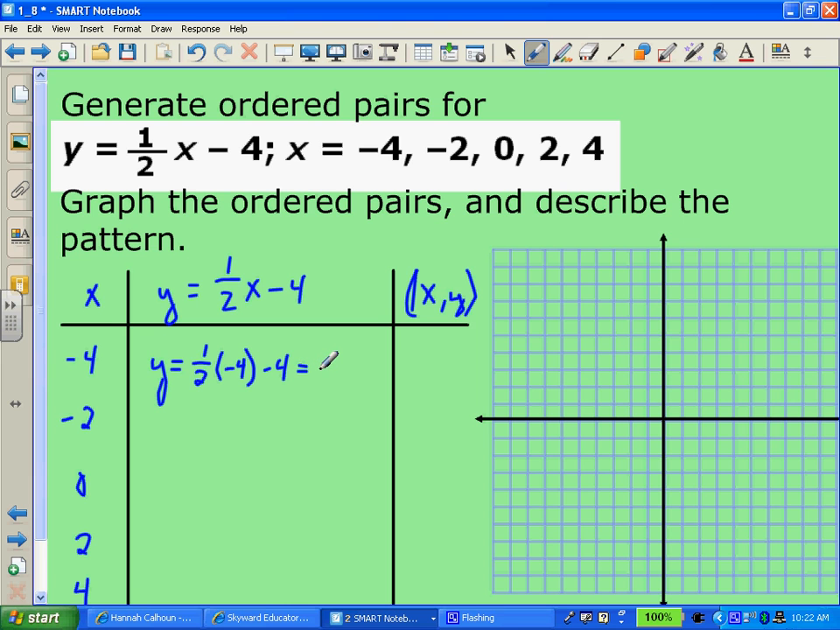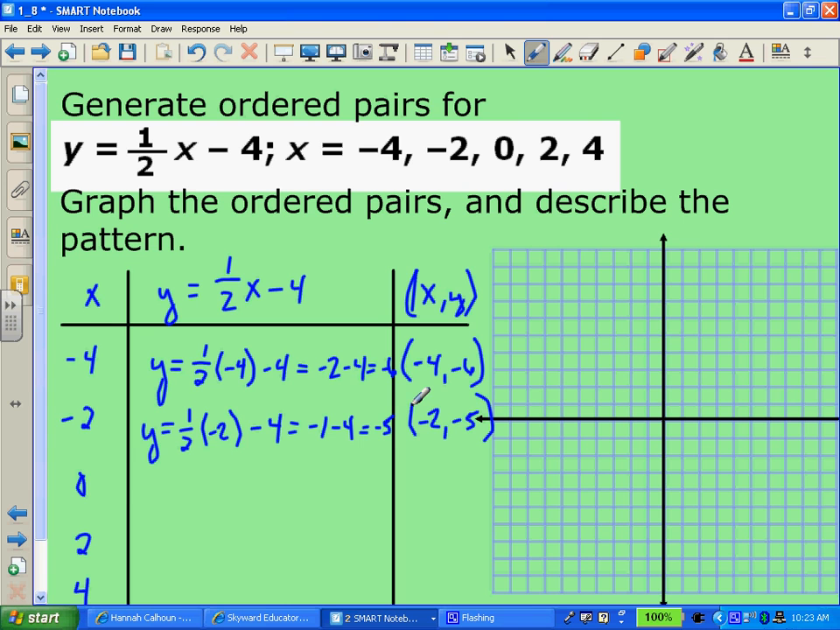1/2 times -4 minus 4. So 1/2 of -4 is -2. So I got -2 minus 4, which is -6. So I got -4, -6. Then I got 1/2 times -2 minus 4. Half of -2 is -1. So that's going to be -5. And I got 1/2 of 0, which is just 0. So 0 minus 4 is -4.